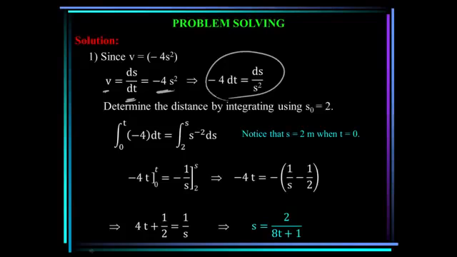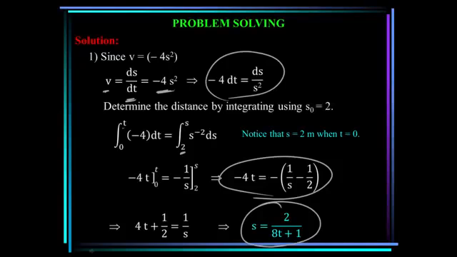Collecting terms, we get this equation here. Now we can integrate that equation to get the distance. So we integrate from 0 to t. At time t equals 0, s is 2. So this integral comes out to be this right here, which simplifies to this. So now we have an equation of distance as a function of time.